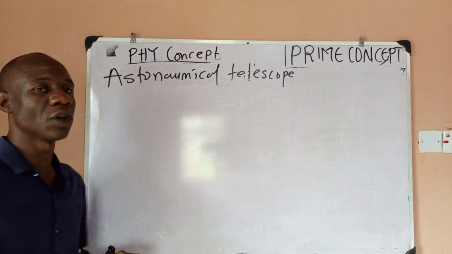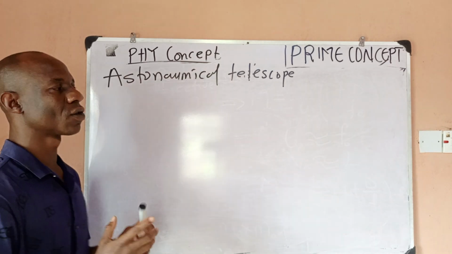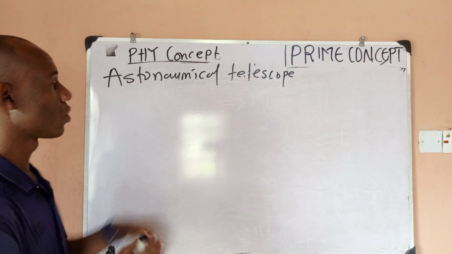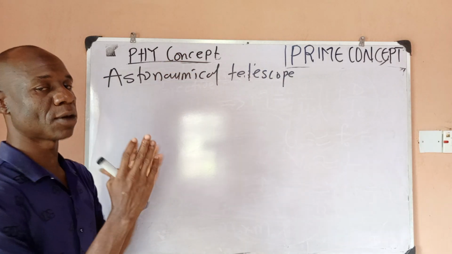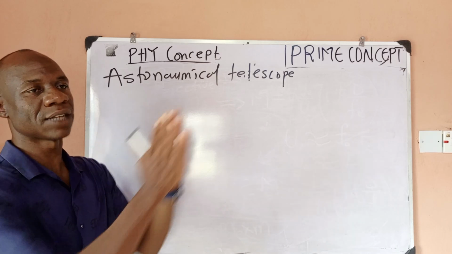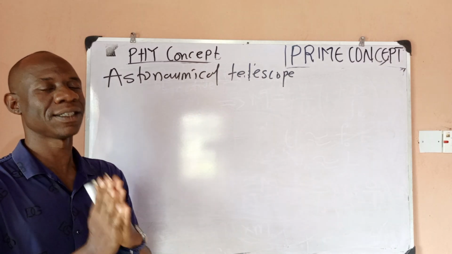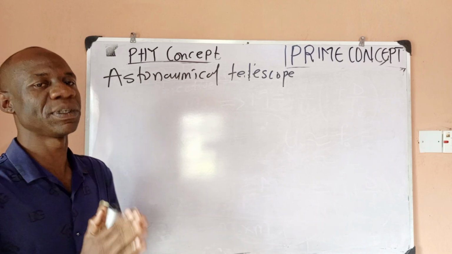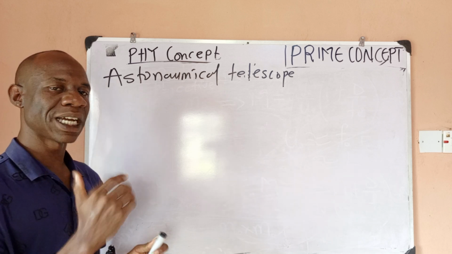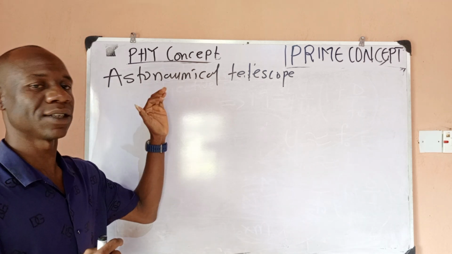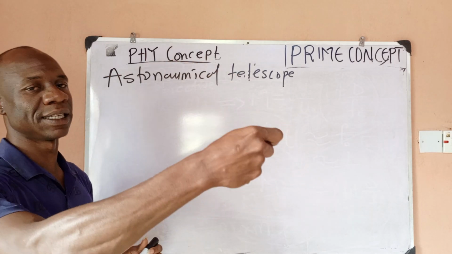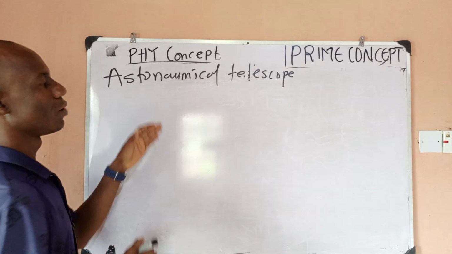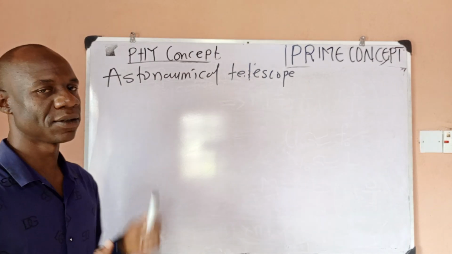So we want to look at the astronomical telescope. The astronomical telescope is made of two convex lenses, just like our compound microscope. One lens, which is closer to the object, is known as the objective lens, and the other lens, which is closer to the eyes, is known as the eyepiece lens. The objective lens of an astronomical telescope is usually of a larger focal length than the eyepiece lens, unlike in the compound microscope. So let's see the working principle for our astronomical telescope.